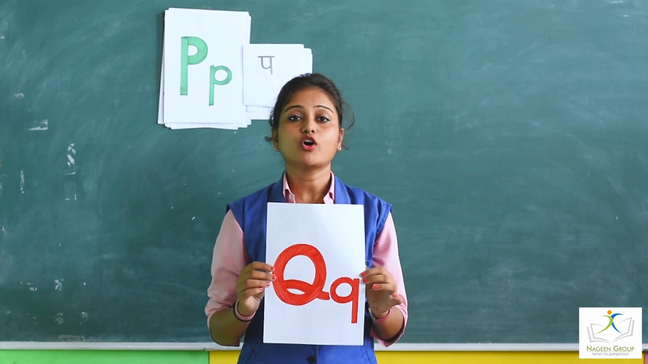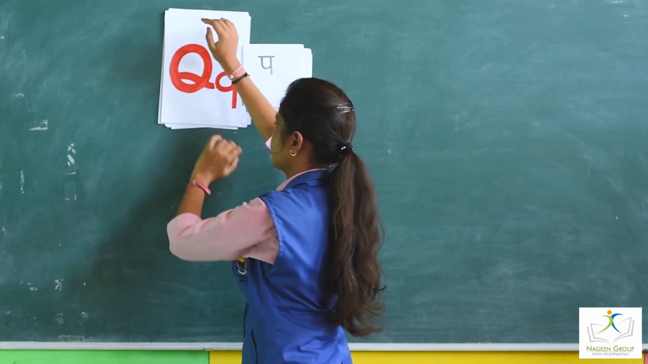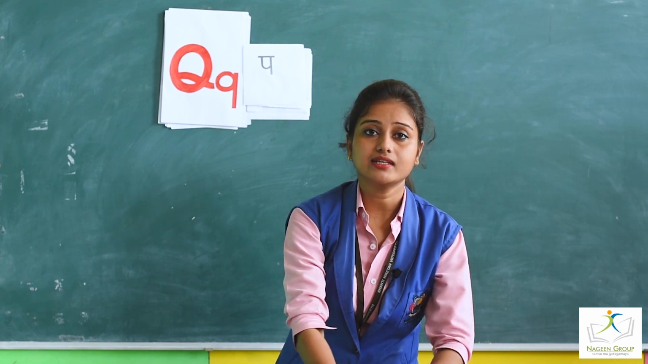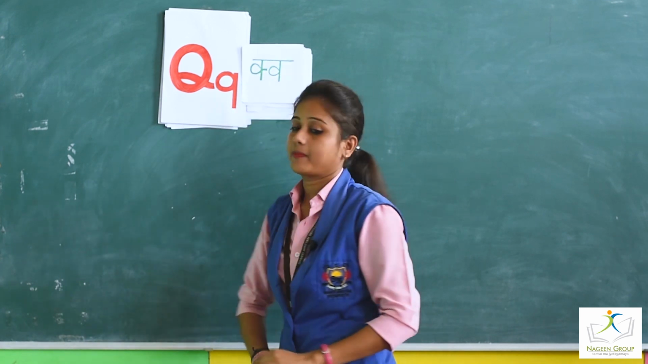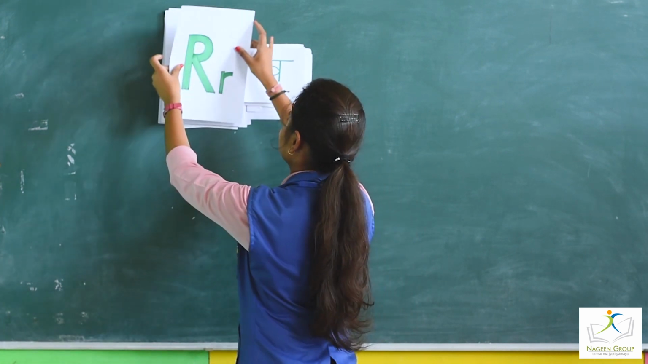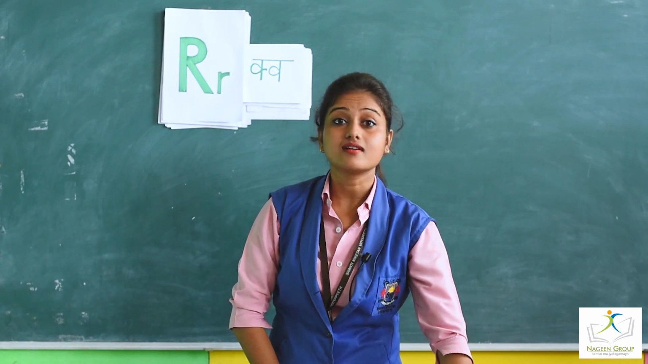Next letter is letter Q. What is this? Letter Q. The sound of letter Q is qua, qua, as in quill. Next letter is letter R. What is this? Letter R. The sound of letter R is R, as in rain.